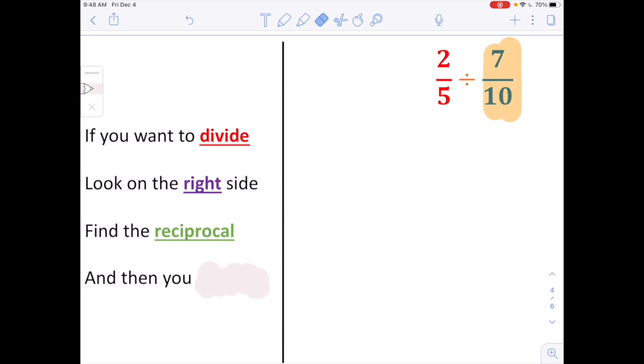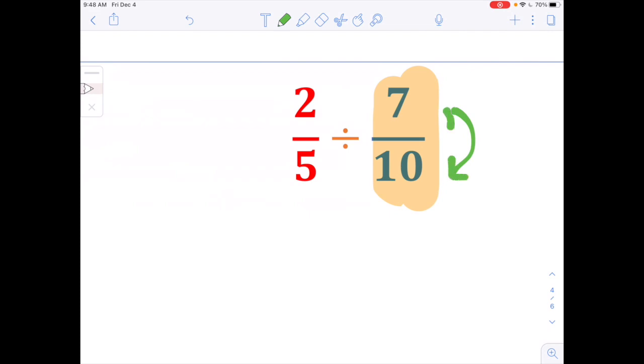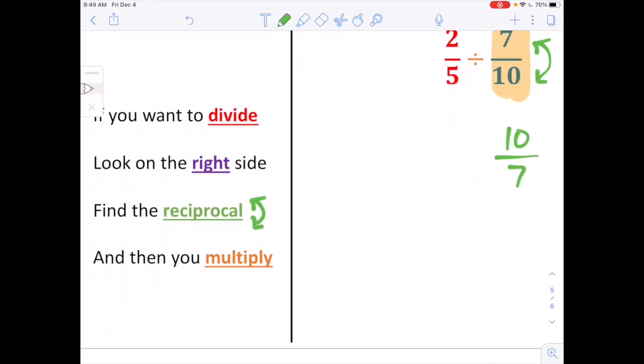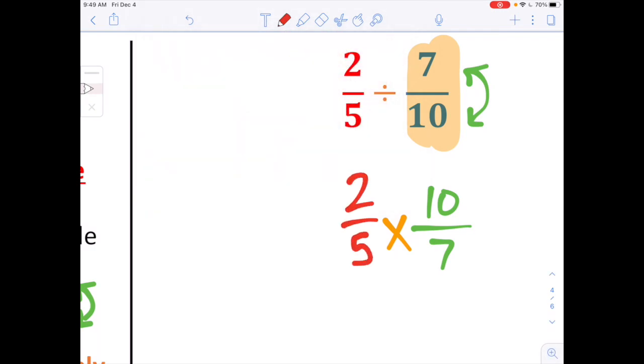Right. I'm going to find the reciprocal. Remember, that means that we're going to flip it over, but not both of them. Just the one that I highlighted, just the one on the right side. Flip it over. So now the 10 is on top and the 7 is down below. So instead of 7/10, now it's 10/7. And the last step, and then you multiply. All right, so we put the times in, and in front stays the same. That is 2/5. Again, notice this fraction in front doesn't change. I just flipped the second one over.